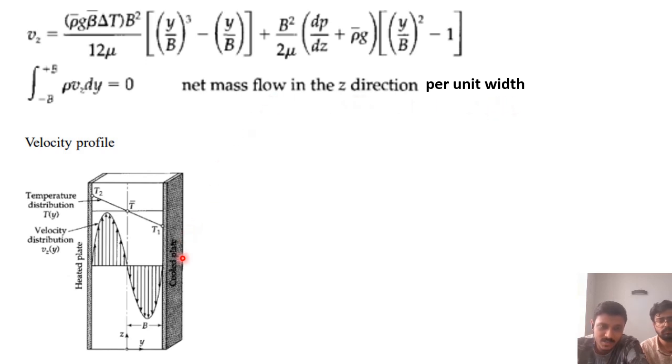will be zero. That is, this expression, integrating for any cross section from minus b to plus b, rho vz dy, will be zero. This expression represents the net mass flow rate in z direction per unit width. As we can see, the velocity profile goes in positive direction and then decreases and becomes zero, and then it goes in negative direction. So this ensures that the net mass flow rate is zero over the cross section.